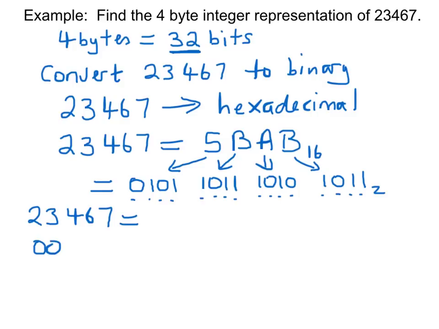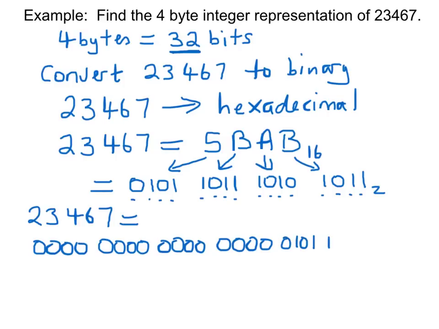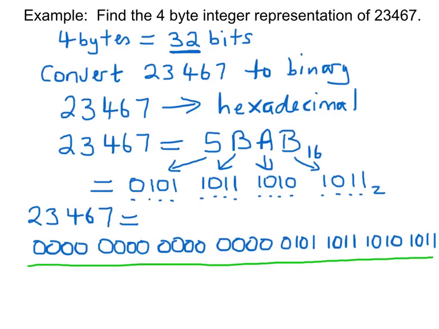So 1, 2, 3, 4, 1, 2, 3, 4, 1, 2, 3, 4, 1, 2, 3, 4. So there's my 16 zeros, and then I'm going to put in the number 0101, 1011, 1010, and 1011. So this here is the 32-bit or 4-byte computer representation of the decimal integer 23,467.